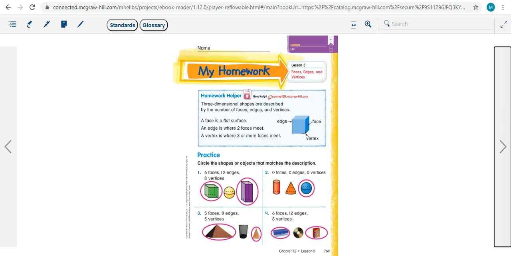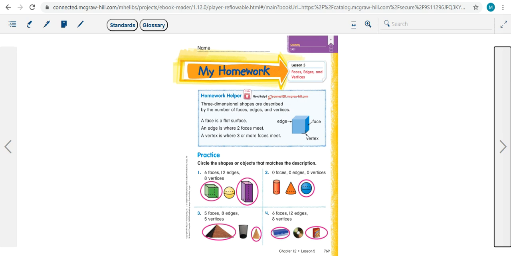Circle the shapes or objects that match the description. Number 1, 6 faces, 12 edges, and 8 vertices. The first one and the last one. Remember, the shapes that have 6 faces, 12 edges, and 8 vertices are the cube and the rectangular prism. Number 2, 0 faces, 0 edges, and 0 vertices is the last one, the sphere. Number 3, 5 faces, 8 edges, and 5 vertices is the pyramid. So the first one and the last one.